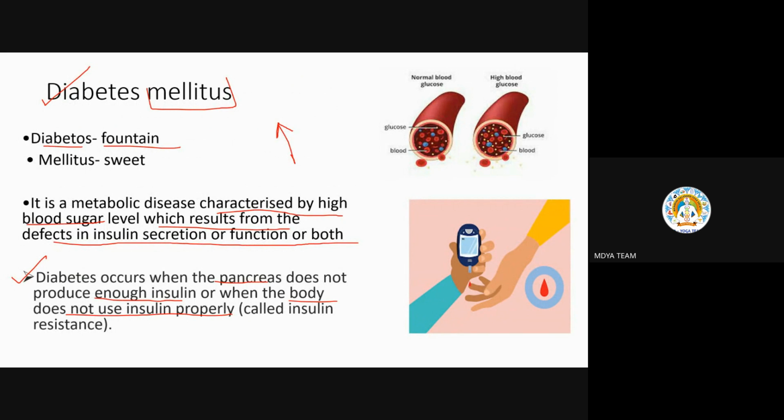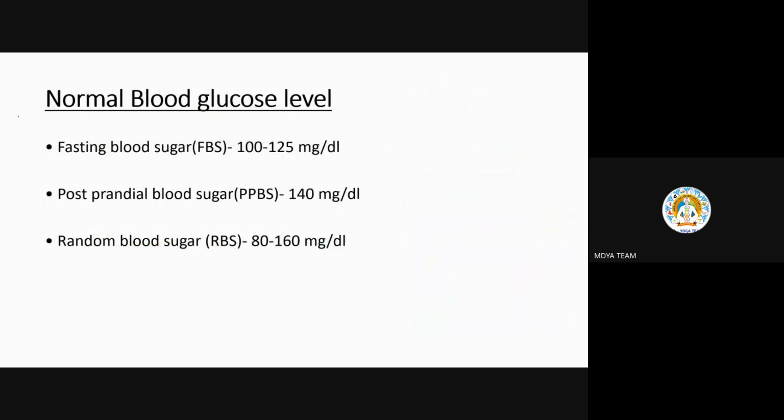Okay, now these are just points for the normal blood glucose level, what it should be and how it will vary in problems. The identification of sugar levels will be done in these three ways only. First is fasting, and during fasting they check our blood sugar levels. The normal one is 100 to 125.